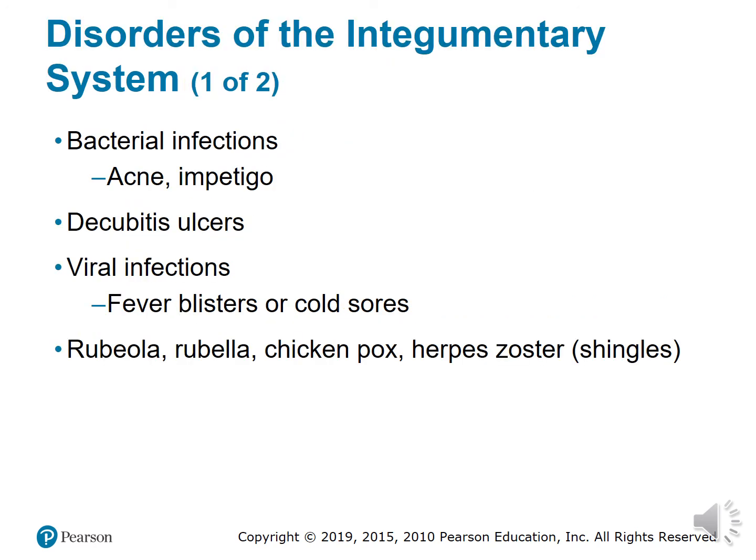All right. Some disorders that can happen in the integumentary system. You have bacterial infections, which are acne or impetigo, decubitus ulcers; viral infections, which are fever blisters or cold sores, rubella, chickenpox, herpes zoster, or the shingles.